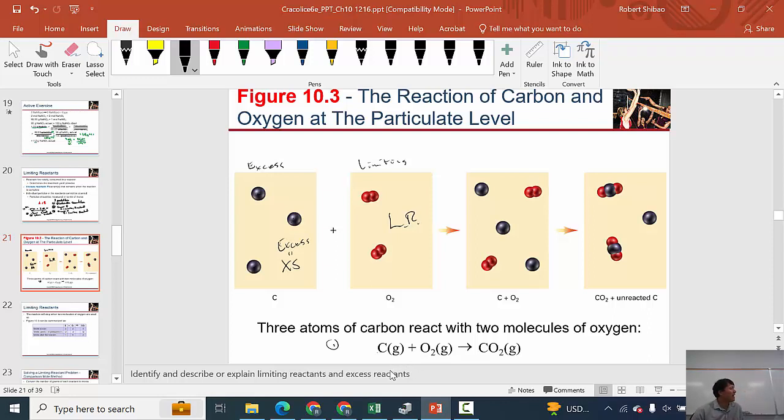So that means we're going to have only 2 CO2s that we can generate from this because we don't have enough oxygens. And so this is like the bicycle. The carbons would be your frames, and the O2s would be like your wheels. So we have 2, and so we could build 2 bicycles here. But the third frame is not going to have any wheels. And so this is what we call the leftover or unreacted excess reagent.